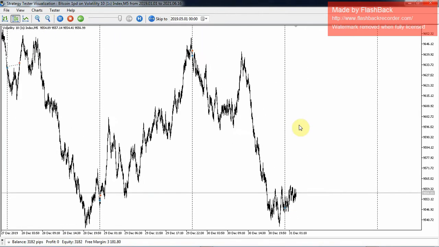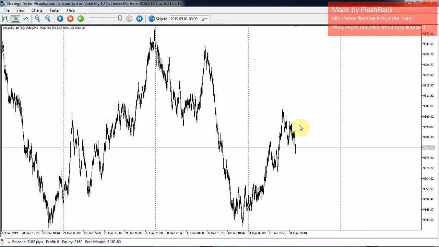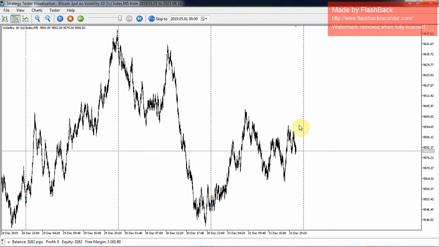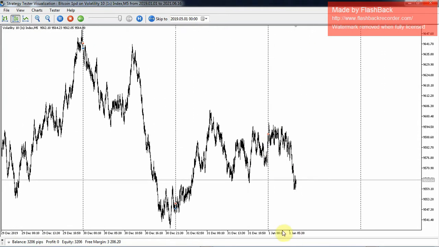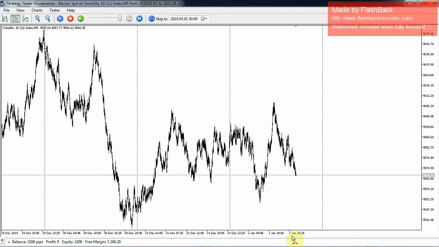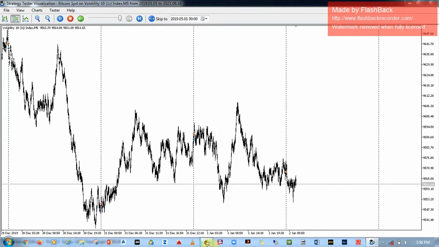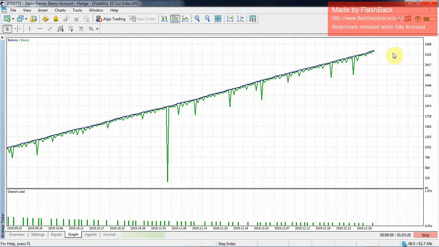So this is how the robot would have traded in real time. We're just backtesting using MT5 strategy tester. This is how it would have traded. We are up 3,300 and we are now in January 2020. Smooth balance line there. A few spikes to the downside, those short drawdowns. But it's smooth.